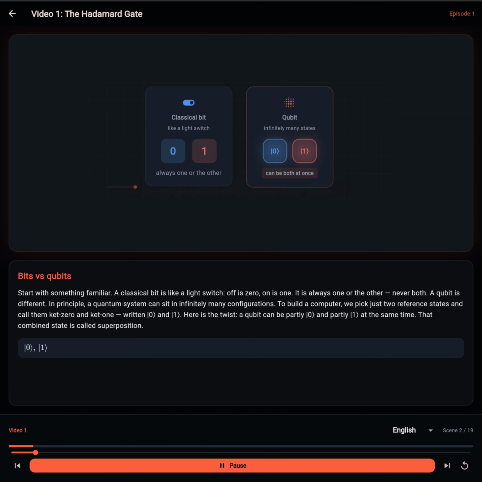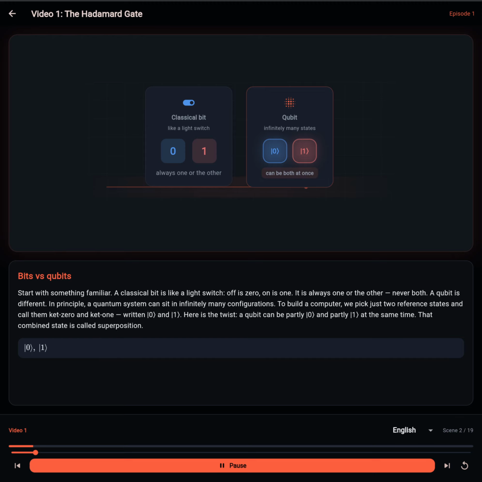Start with something familiar. A classical bit is like a light switch. Off is 0, on is 1. It is always one or the other, never both. A qubit is different. In principle, a quantum system can sit in infinitely many configurations. To build a computer, we pick just two reference states and call them ket 0 and ket 1, written |0⟩ and |1⟩.